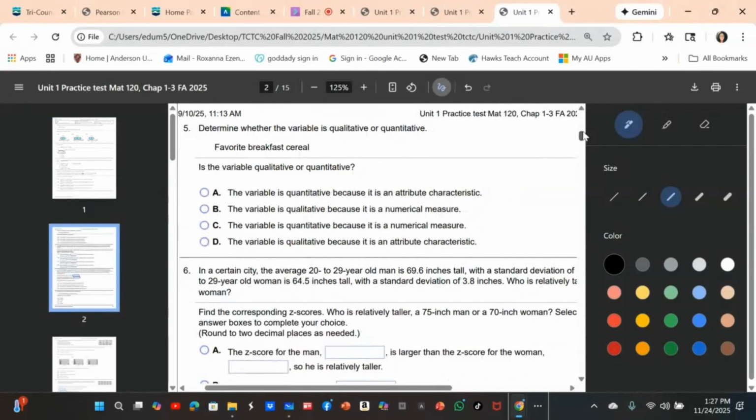Determine whether the variable is qualitative or quantitative. Remember, the reason we are starting from unit 1 is because the final exam is cumulative. We have actually been doing unit 4 for some time now, but one thing you need to know is that the final exam is cumulative, from unit 1 to unit 4.